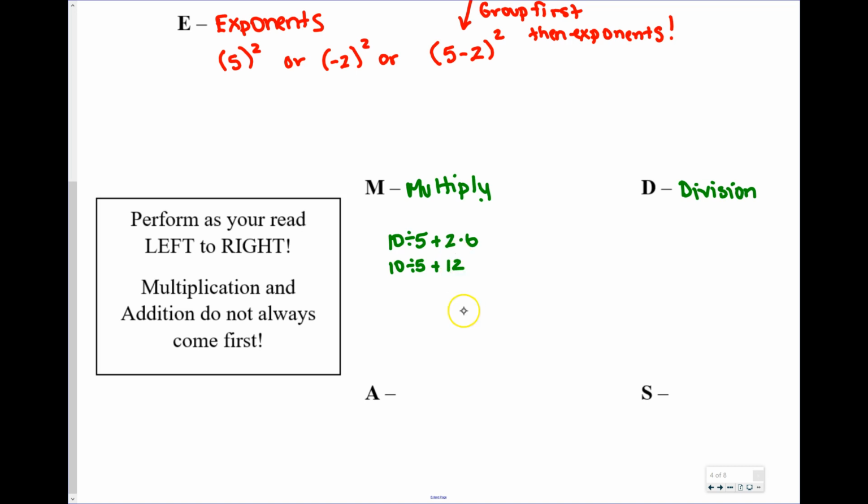Instead, I'm going to do the 10 divided by 5 first, because it's in front, we read left to right. So this is going to be 2 plus 2 times 6. Then I'm going to do the 2 times 6 and get 12, then add it up. It's always left to right, even if division is first. The same holds true for addition and subtraction.